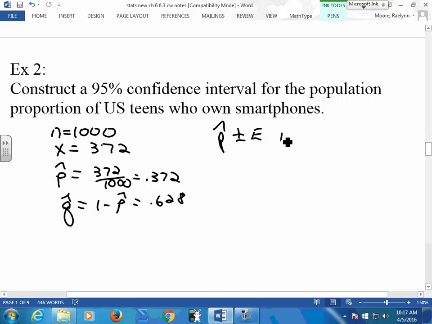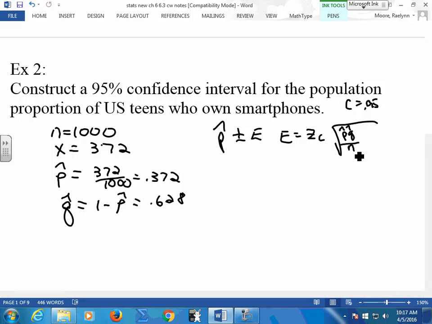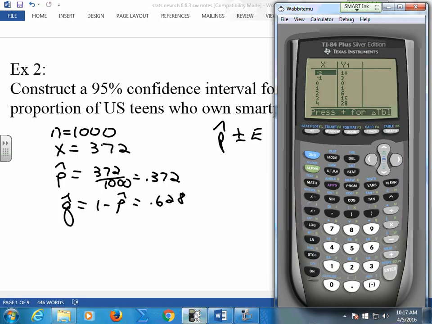Your margin of error says we're going to find your ZC. We know what your confidence level is, 0.95. We're going to multiply this by the square root of p hat q hat over n. So how do we find the ZC for our 95% confidence interval? How do we do that on your calculator? Inverse norm.